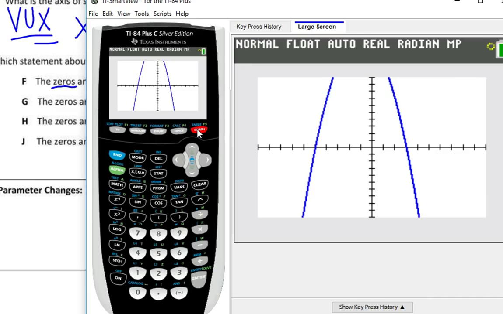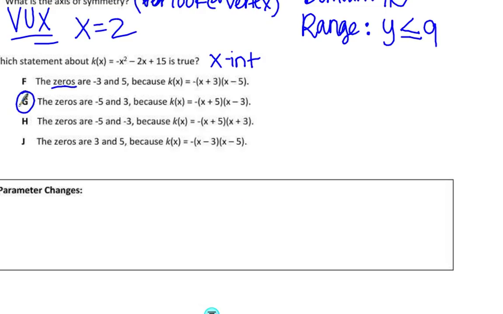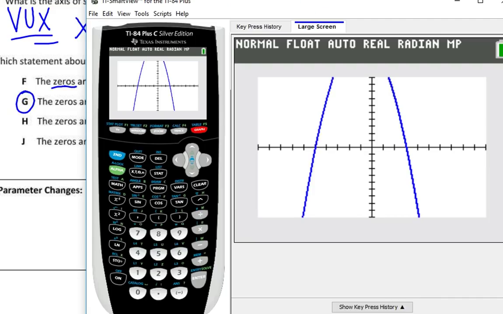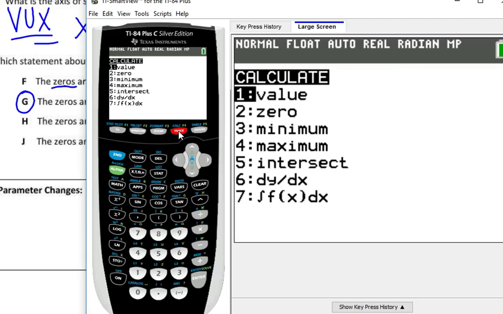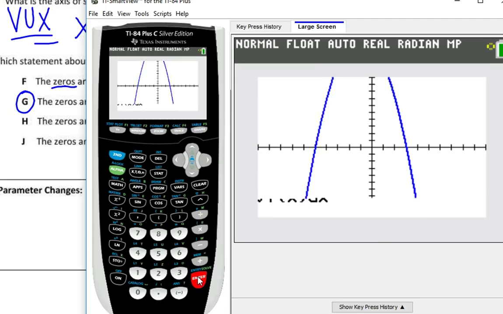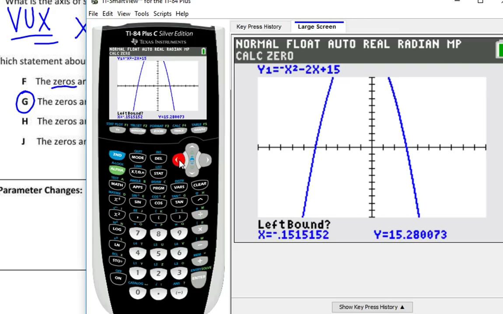All right, we can very clearly see where it is crossing our x-axis, and that would be here at the points 1, 2, 3, 4, -5 and +3. So -5 and 3, that would be G here. Now, be careful. If it was crossing at some weird place where it wasn't so obvious and my answer choices were a little bit closer, remember you can always do the second trace function and we can find our 0. You've got to move that little cursor.